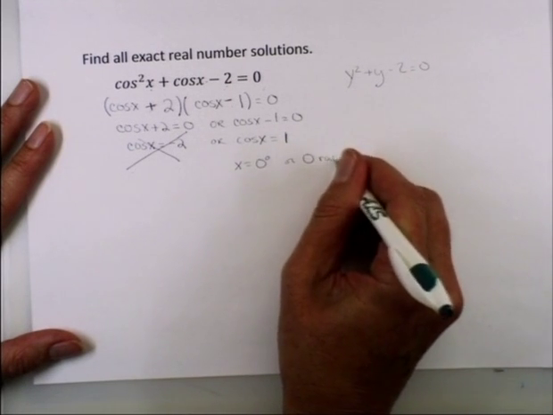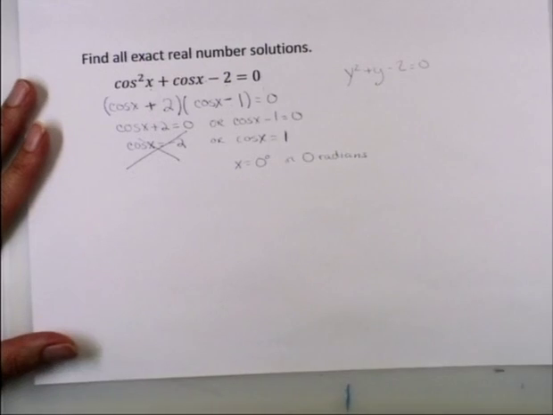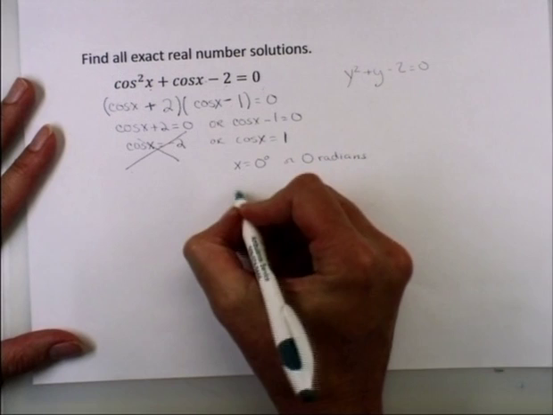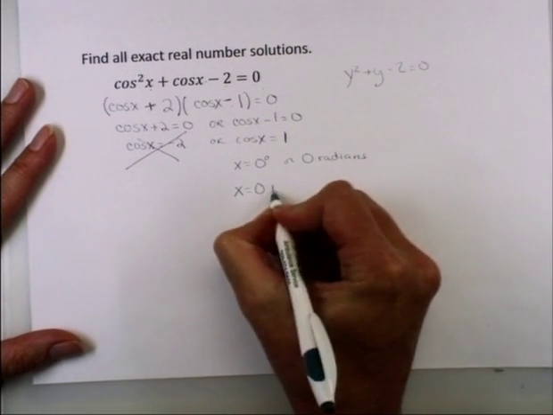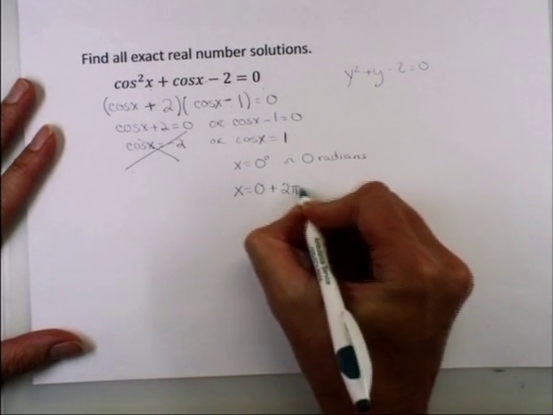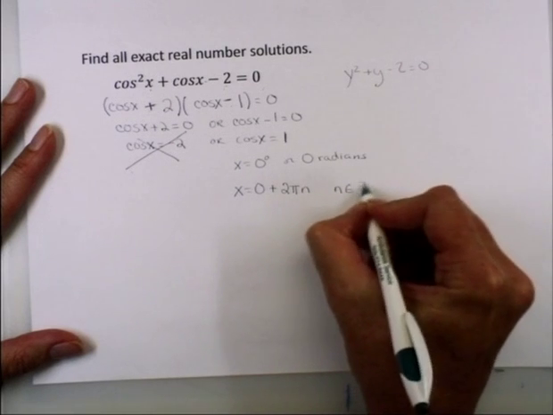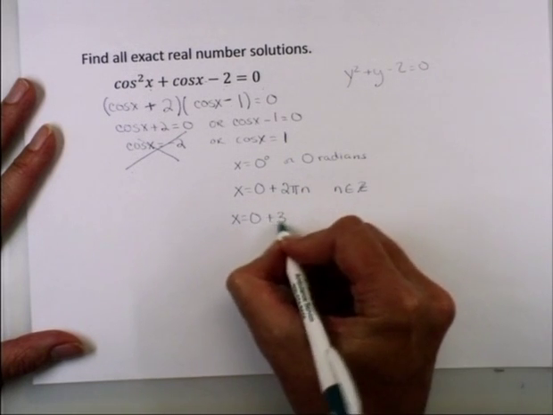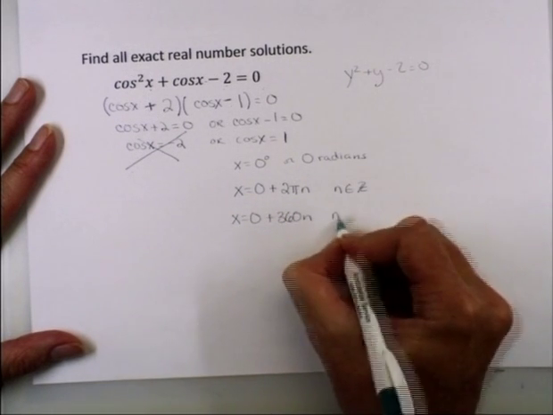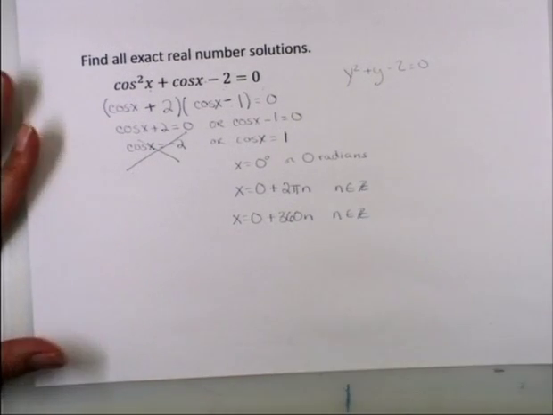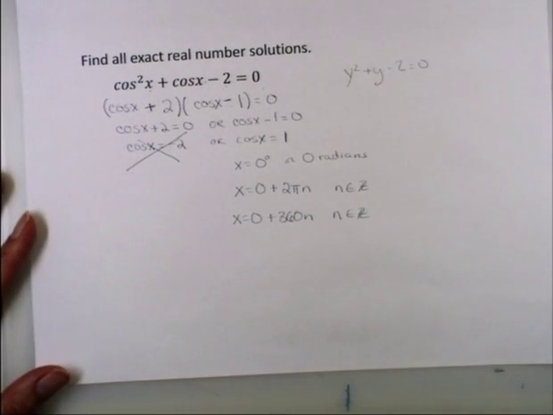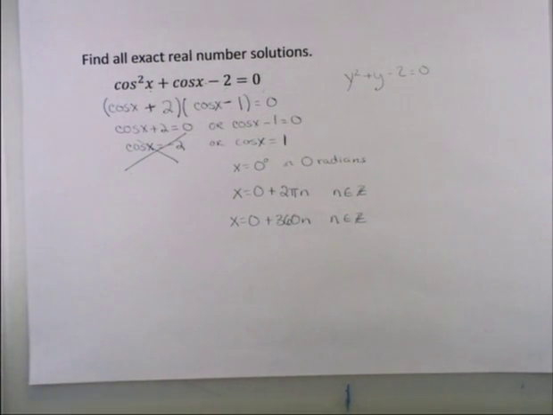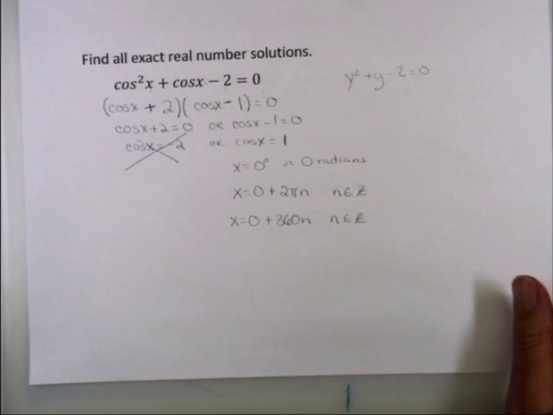And if I want all the solutions, I just have to look at all the whole integer multiples of those. So I have x equals 0 plus, I can either say 2 pi n, where n is an element of the integers, or if I'm working in degree mode, I would put a 360 n, where n is an element of the integers. Okay, so that one I just factored. So we're using a lot of the algebra stuff that we learned in previous courses, but now we're using it with sines and cosines and tangents.